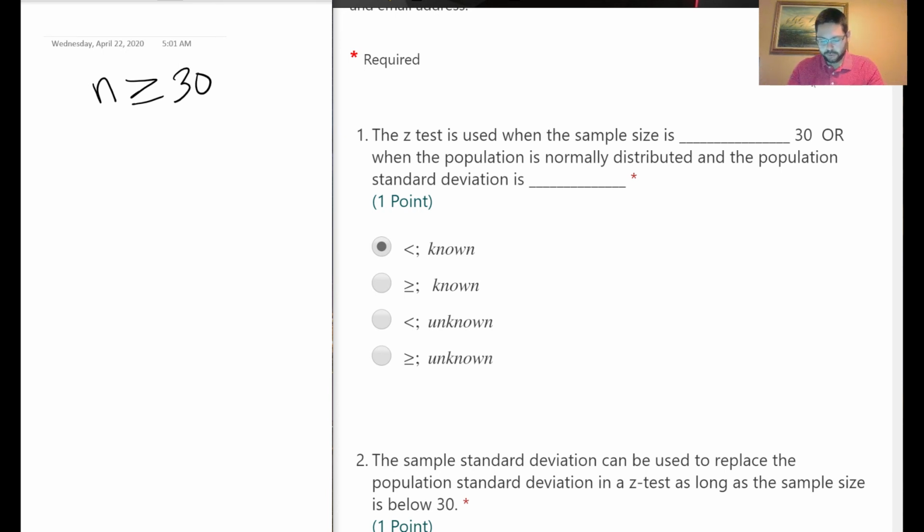Okay, so that's the first criterion. The next criterion is, let's say you don't have a sample size that's 30. Let's say you have a sample size that's 25 or 20. Then the alternative, if you want to use the z-test, is that you have to know the population is normally distributed, and you have to know the population standard deviation. So the second way of using the z-test is that you have to know the population standard deviation. Therefore the answer is greater than or equal to, and this is not going to be unknown, it's going to be known. So greater than or equal to, and you have to know the population standard deviation.